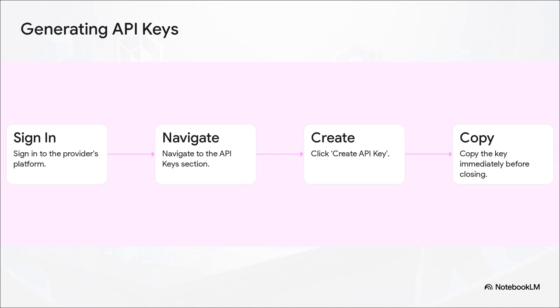Getting these keys is a practically identical process across all 4 platforms. First, you just sign into their developer platform. Second, you look for the API keys section in their menu. Third, you click Create API Key and give it a cool name. But hey, pay really close attention to step 4. You must copy that key immediately. Providers like Anthropic and OpenAI will only ever show you this secret key once for security reasons. If you close the window without copying it, boom, it's gone forever.